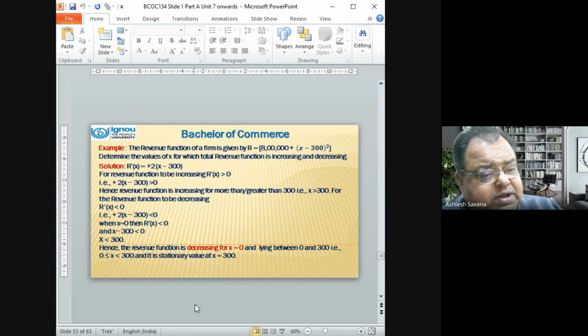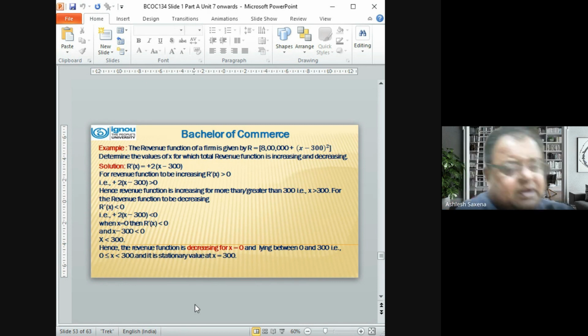So what we see, the revenue function is decreasing for x lying between 0 and 300. That is 0 less than or equal to x less than 300. And it is a stationary value at x is equal to 300.